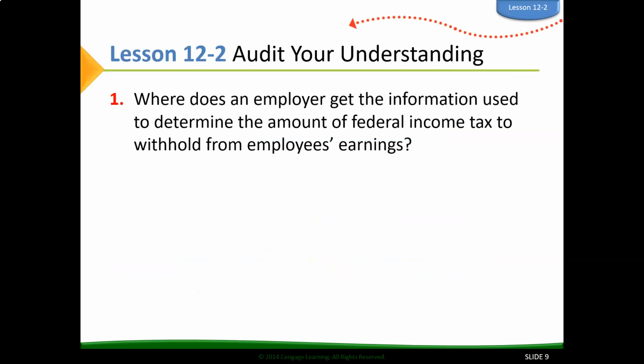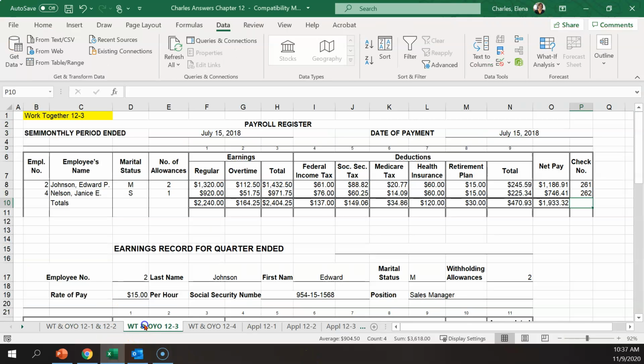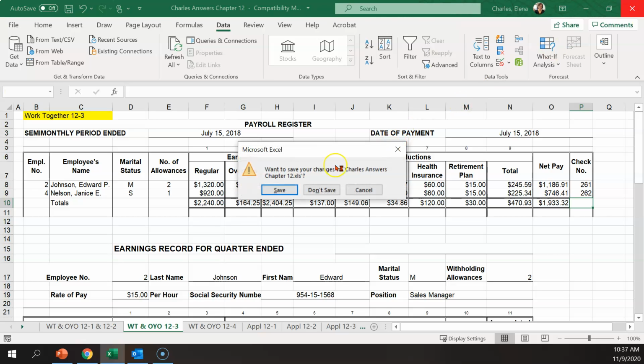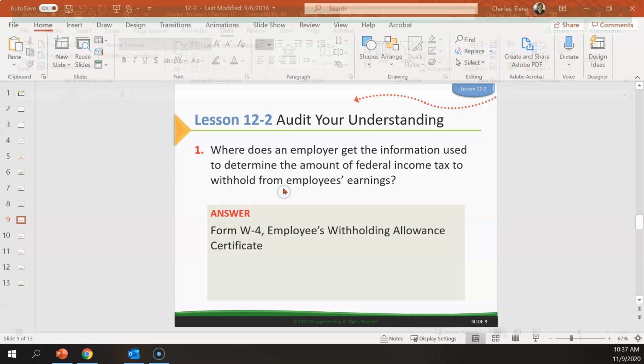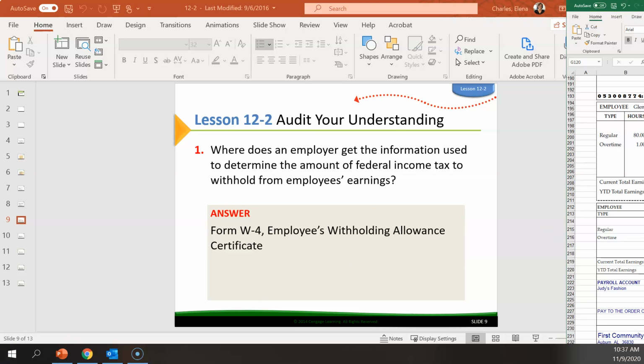Okay, so now we're going to open up our Excel spreadsheet for chapter 12, and we're doing 12-2, work together. And again, yours is going to look different than this. So I'm going to close my answers, and I'll hit save. And then I'm going to go into my folder. Oh, here it is.